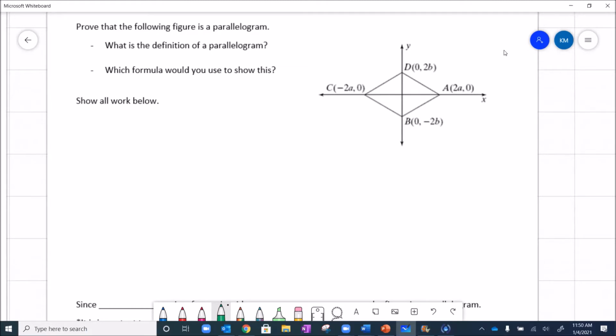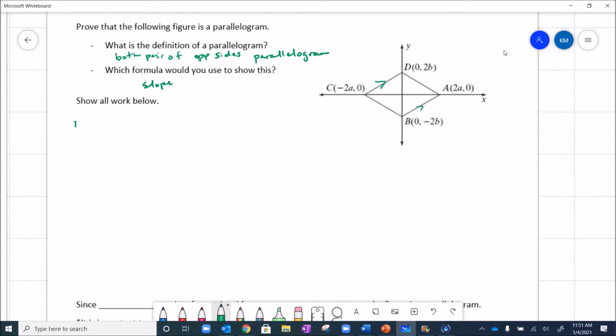So my thought would be, what's the definition of a parallelogram? For a parallelogram, I need to know that both pairs of opposite sides are parallel. There we go, parallelogram. Which formula would I use for that? I use slope. And so now I need to prove that CD is parallel to BA.